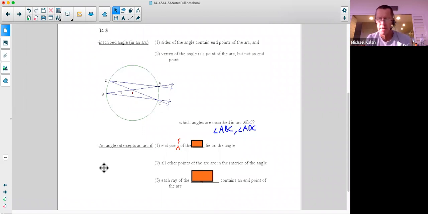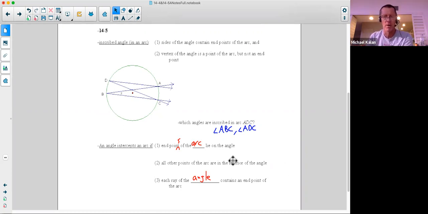Different situation here now. An angle intercepts an arc. Remember the word intercept, where we used that before? Remember how transversal lines can intercept a segment on the transversal? Similar here. So we have an angle intercepting an arc if we have each of these three things. The endpoints of the arc lie on the angle. All other points of the intercepted arc are in the interior of the angle, and each ray of the angle contains an endpoint of the arc. Got to have all three of these. Let's go through them again.